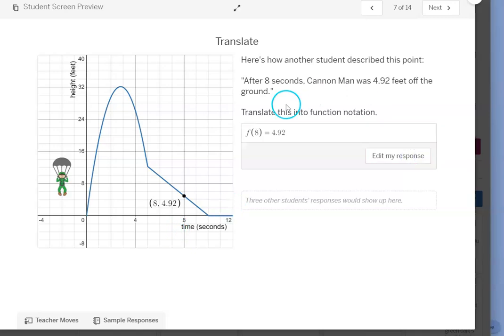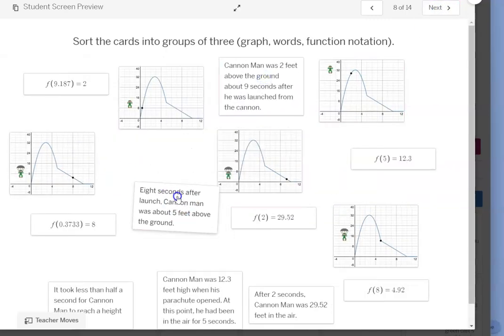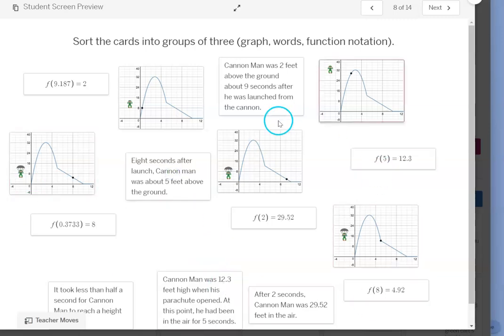And then they can share it. And they'll be able to see each other's responses there. So that's when you would intervene if a kid's not able to make sense of that. And then they get to pair up these scenarios with the function notation and the points in the graph. So they have all 3: words, graphs, and function notation.